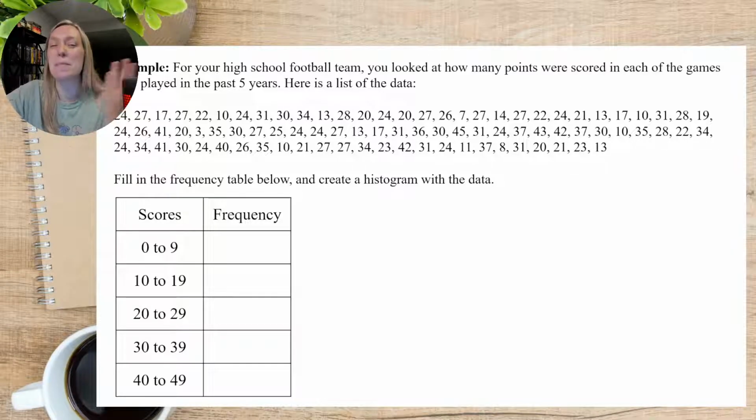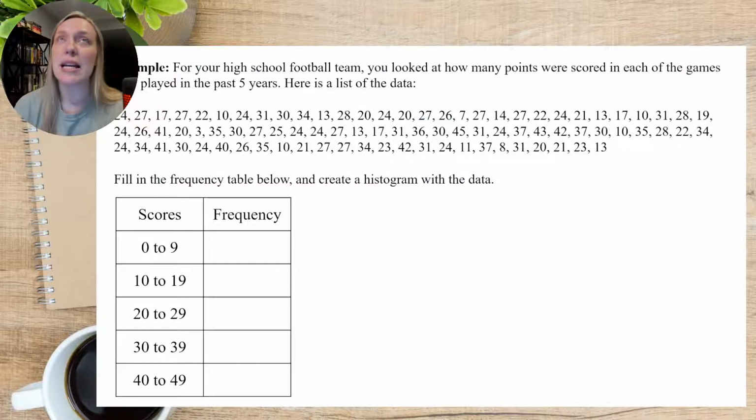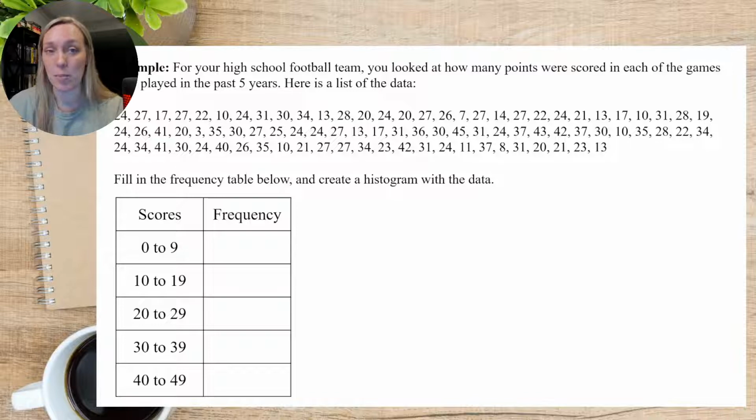Now let's make it. We're going to start off by making a frequency table and then making a histogram from that frequency table. I'll explain how to make a frequency table in the next example, but for now, let's just focus on the histogram part of it. So let's say for your high school football team, you looked at how many points were scored in each of the games they played in the past 5 years. And here's a list of all of the data.